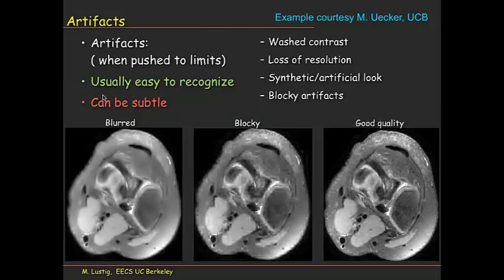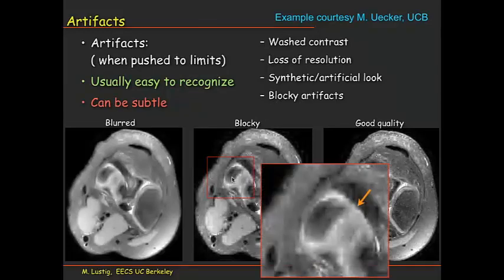Artifacts. When you push things to the limit, of course it's going to break, but I would say that they're usually easier to recognize, although sometimes can be subtle, but people do get used to watching them. What you see is kind of a wash contrast, loss of resolution, synthetic, artificial look, very much like compression artifacts. Guess what? This is very similar to compression, so you get kind of compression artifacts. So it's just an example of some blocky artifacts that you can get because you were using certain transformations. And this is very similar to compressing, like if you over-compress images in your digital camera, you get similar artifacts.